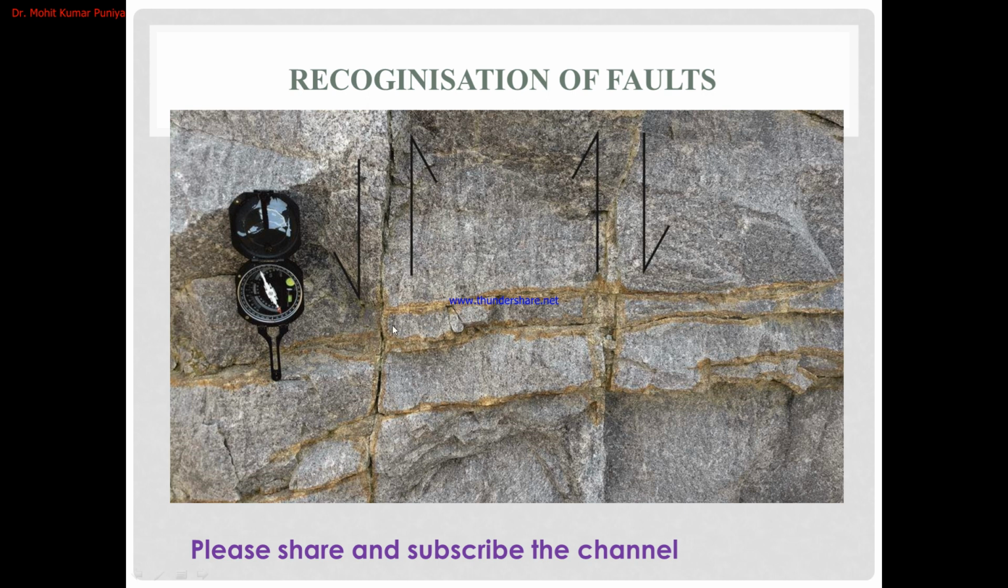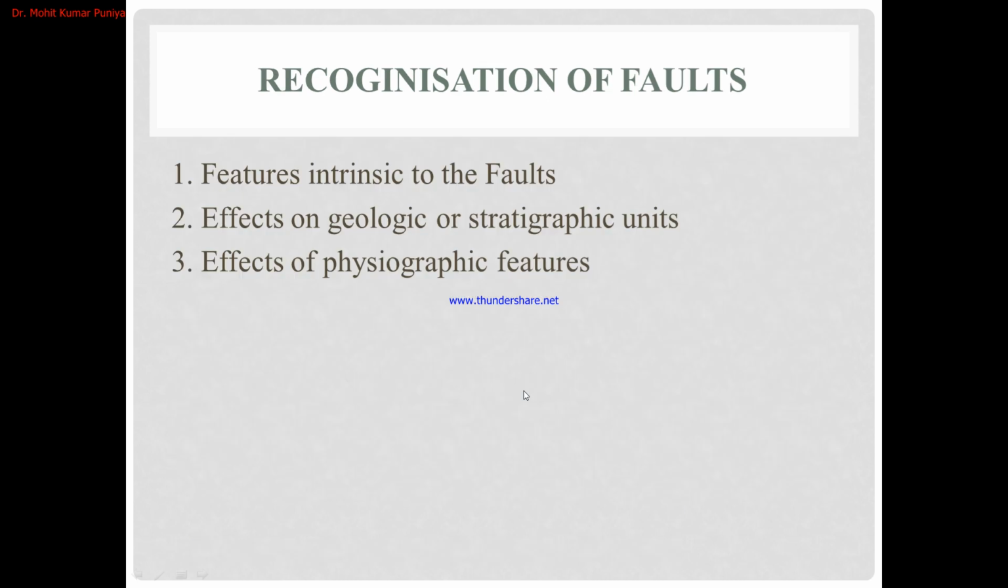Here we can see a horst type of structure, bounded on one side by a normal fault from this direction, and this one also. This block is moving down in one direction, and this one also. So it looks like a horst structure. So we have three criteria. Based on these three criteria, we can identify the faults in the field.